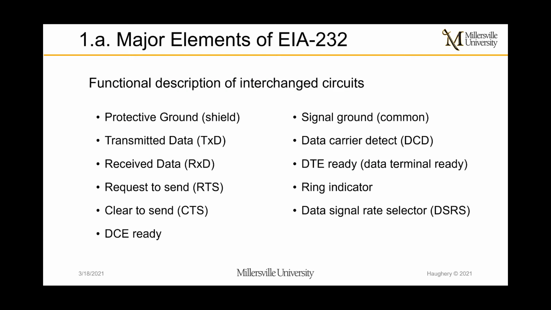So here is the functional description of interchange circuits. Basically, these are just some common descriptions that you'll see when looking at certain EIA-232 connections. So it's just like a basic little descriptor. For example, some of the most common ones are transmitted data, which is TXD. That just means data that's from the DTE, or RXD, which is the received data that's coming from the DCE.